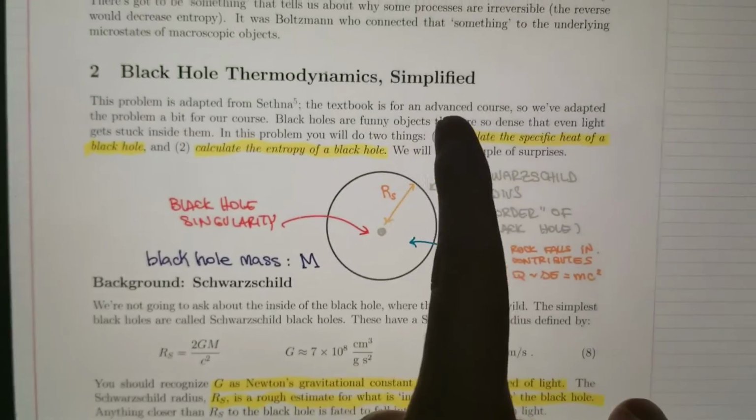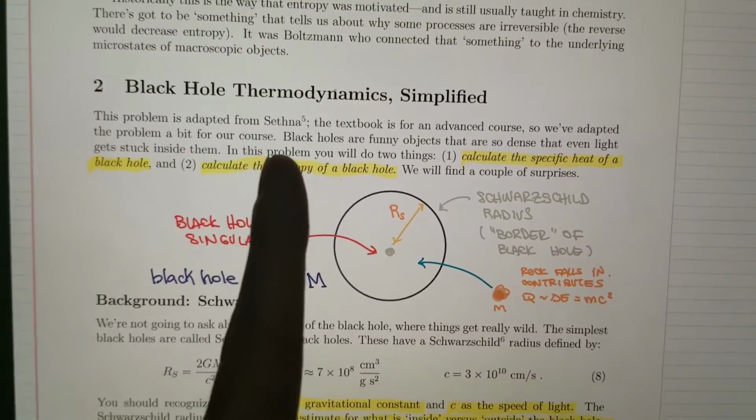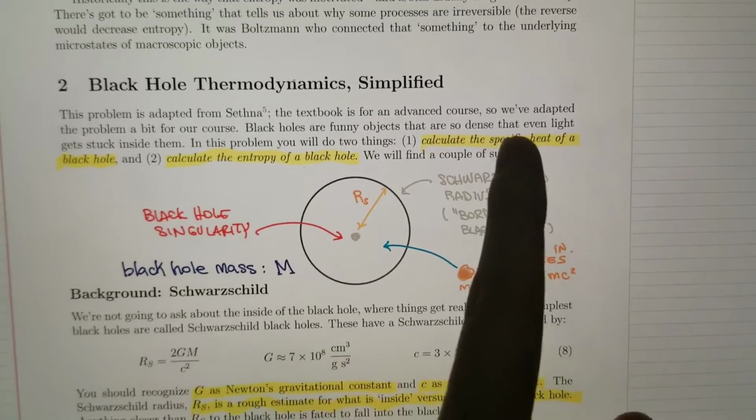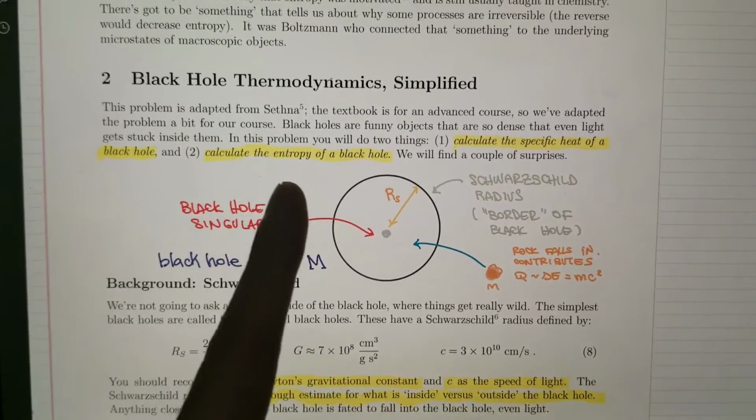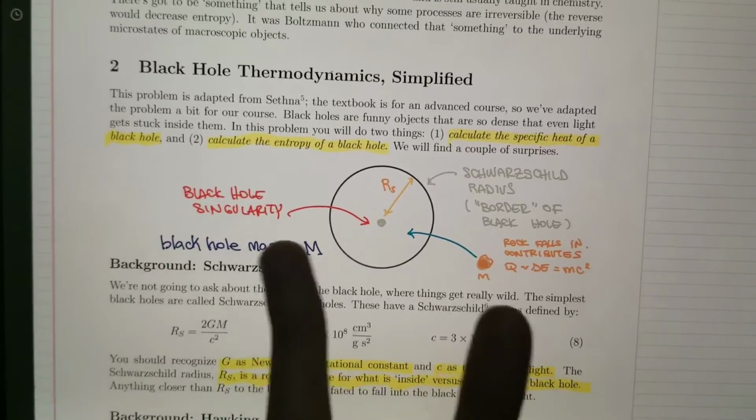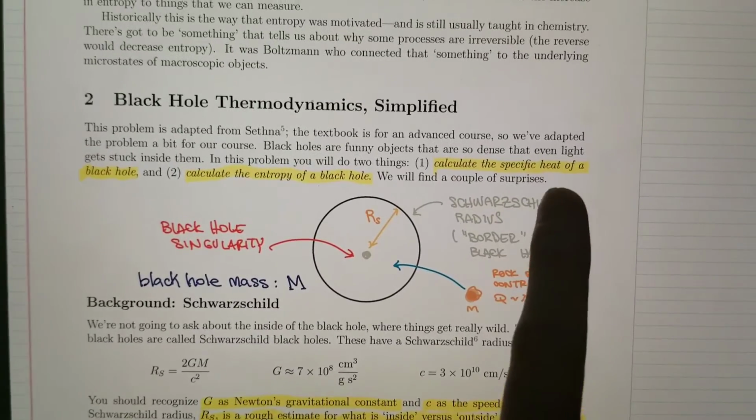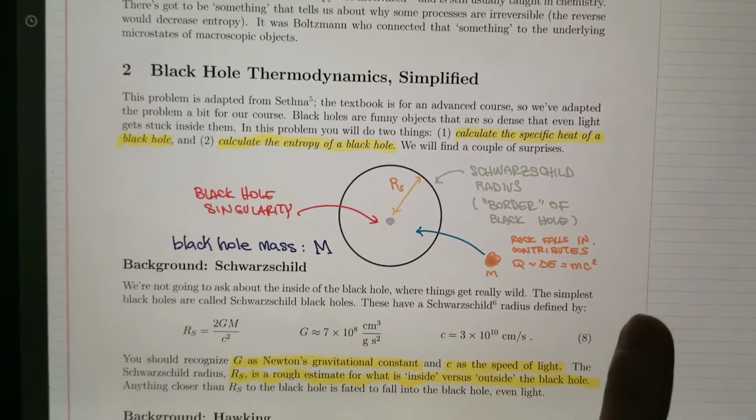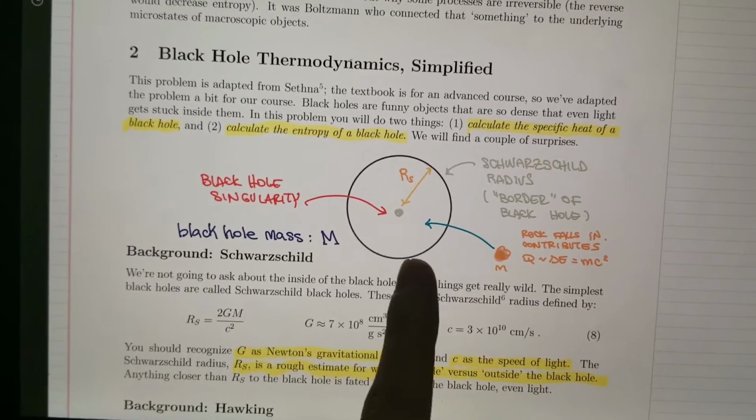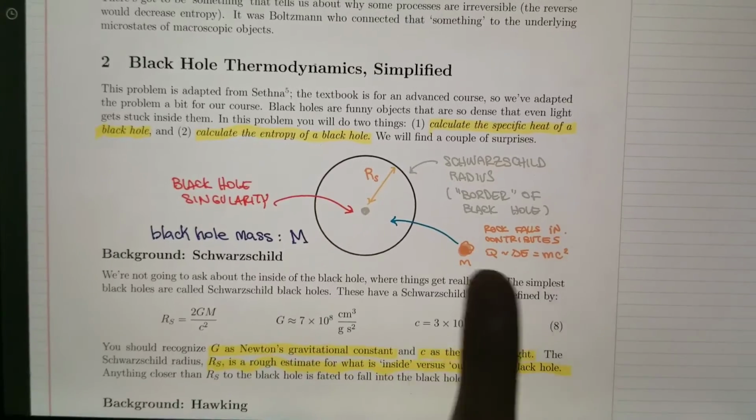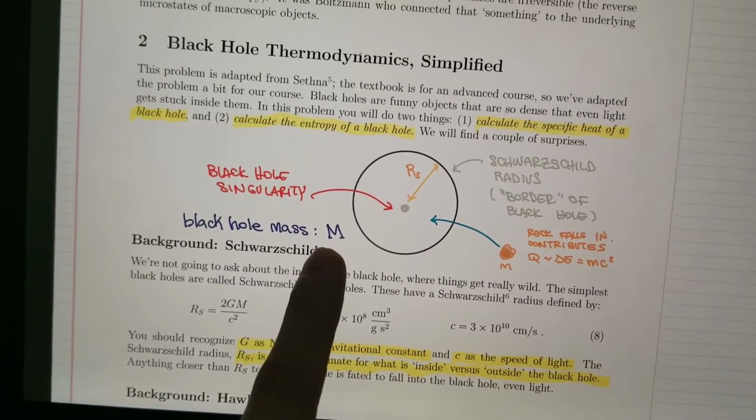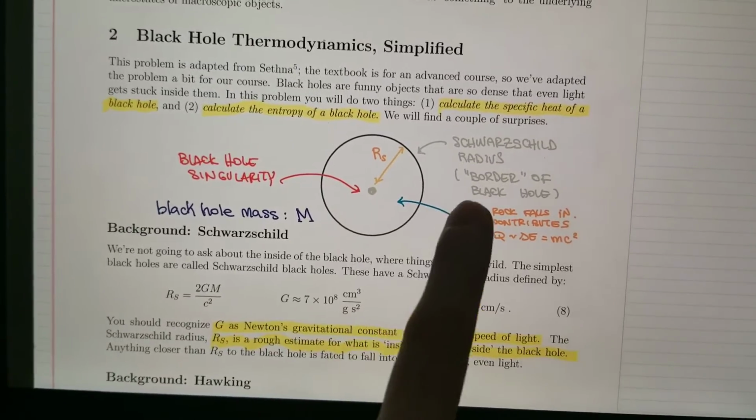Black hole thermodynamics simplified. This problem is adapted from Cessna, and black holes are funny objects that are so dense that even light gets stuck inside them. So we have to do 2 things. We have to calculate the specific heat of a black hole and calculate the entropy of a black hole as well. Below, you'll see a diagram of the black hole, which is beautifully drawn by the professor, in which a singularity is right there. The mass is represented by m.